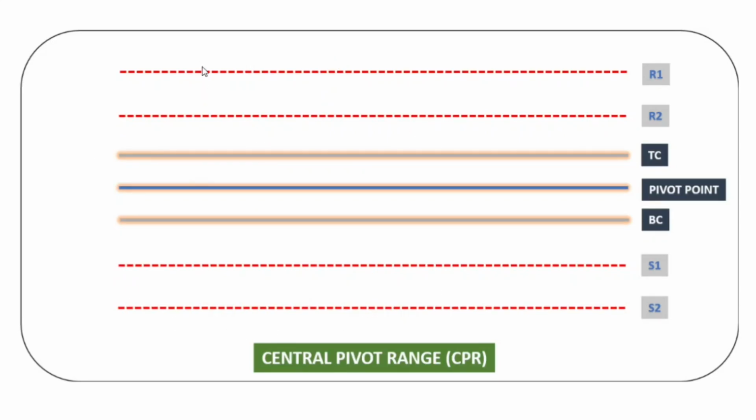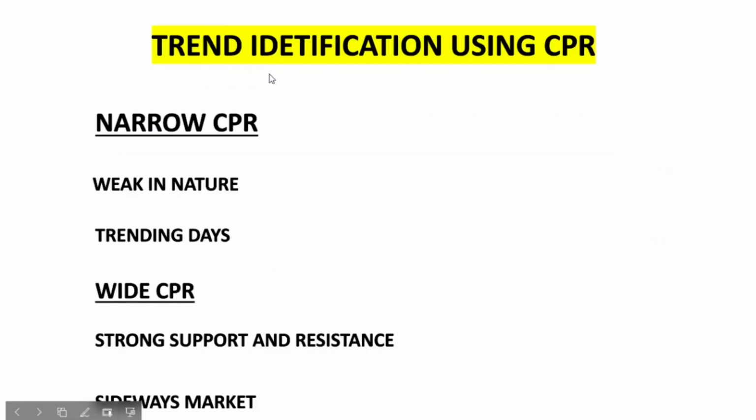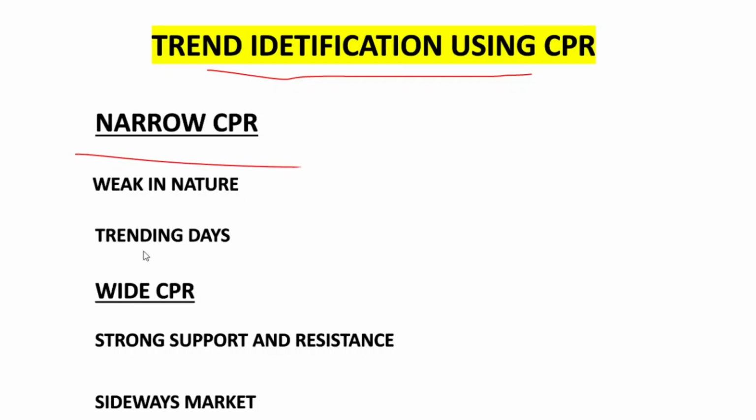So this is how pivot points and CPR look in your chart. I will show some examples so that you can get a good idea about CPR and pivot points. Trend identification using CPR. So how can we identify the trend using CPR, that is, central pivot range? In CPR we have three types: narrow CPR, wide CPR, and medium CPR.